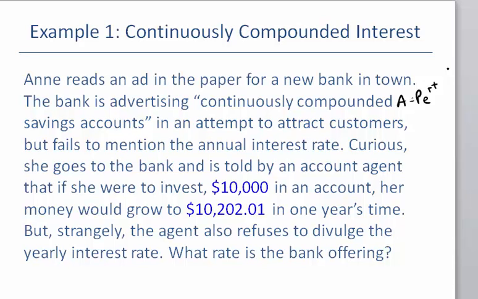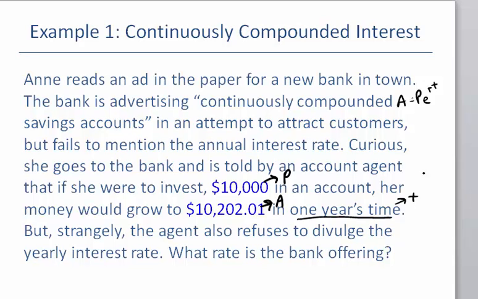to invest $10,000 in an account, so if this is her initial investment, remember this is your P, her money would grow to $10,202.01. So this is her final amount. This would be her A. In 1 year's time, so here's our T. But strangely, the agent also refuses to divulge the yearly interest rate. What rate is the bank offering?